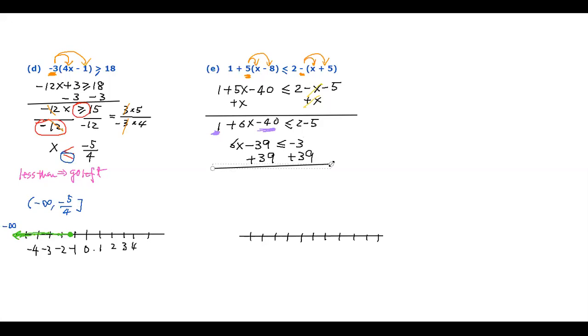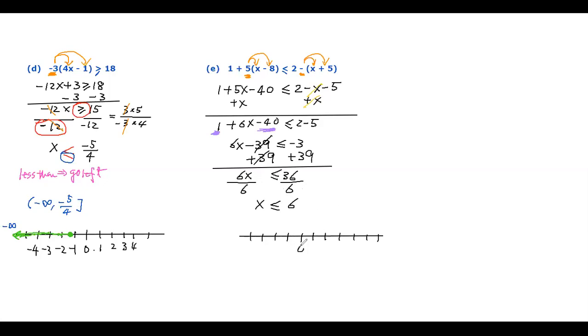Just like we solved the equations, right? So that's why if you are good at solving equations, you should have no problems here. So the 39 cancels. So this is 6x less than or equal to 39 minus 3, which is 36, correct? Now I divide by 6, so x is less than or equal to 6. Do I need to change the inequality? No, because I divided by a positive number, so I don't need to change that.